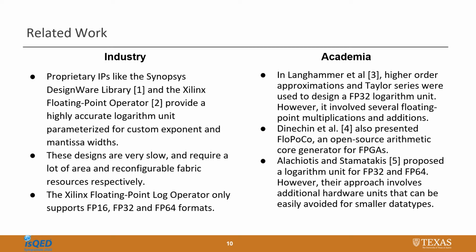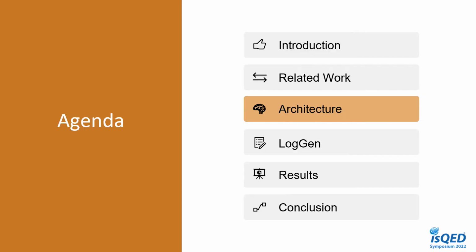Similarly, Alakiotis proposed a log unit for single and double precision. His approach involves additional hardware units like subtractors, multiplexers, fixed to single precision data type conversion, and floating point multipliers that can be easily avoided for smaller data types using the table based approach that we use in our base architecture. Now I will discuss the base architecture of the logarithm unit used in LogGen.